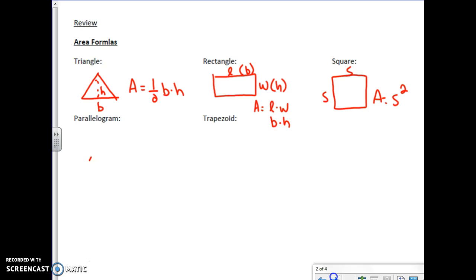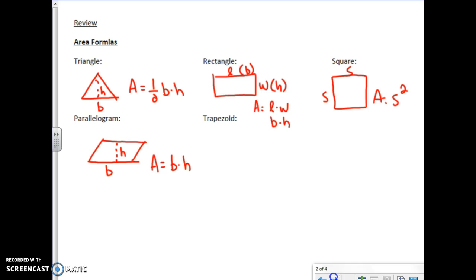And for a parallelogram, this is what a parallelogram is. Bad looking diagram, but it's one nonetheless. It has a height and it has a base. So a parallelogram's area is exactly the same thing as a rectangle and a square. It's going to be base times height.